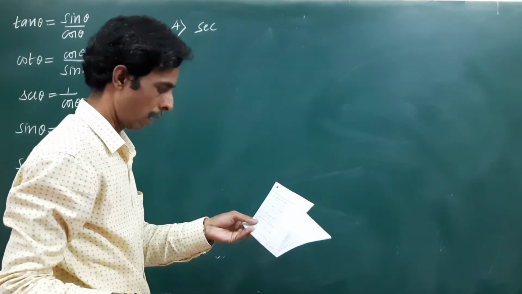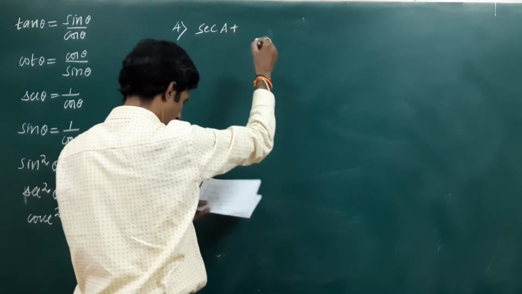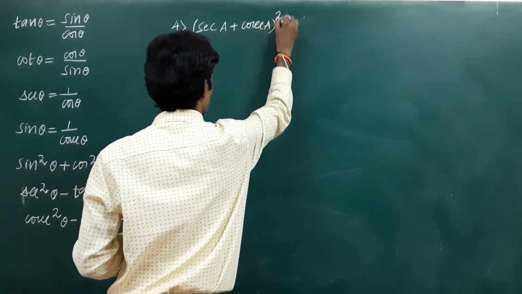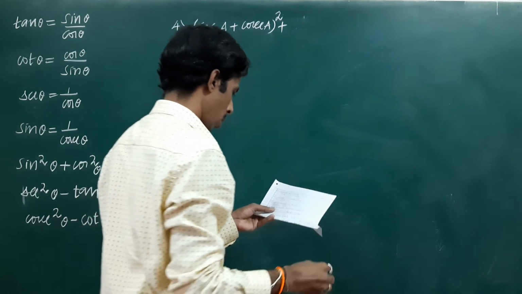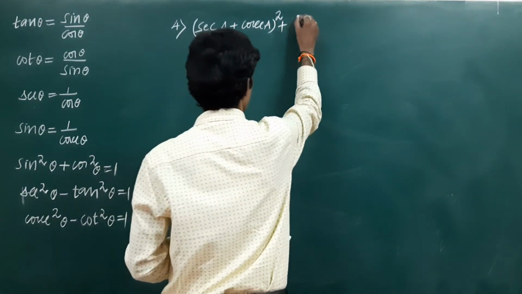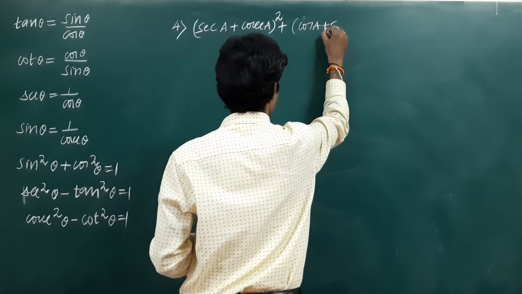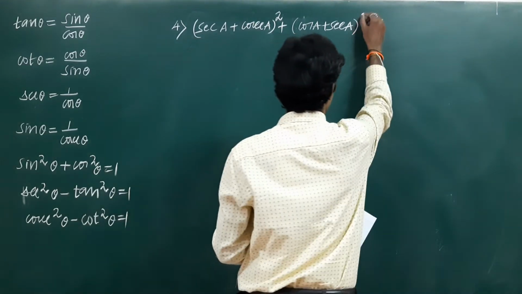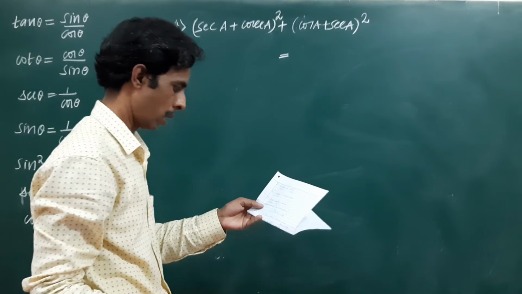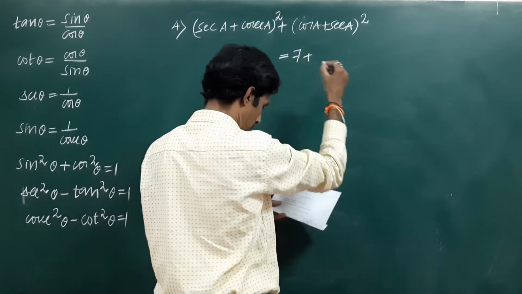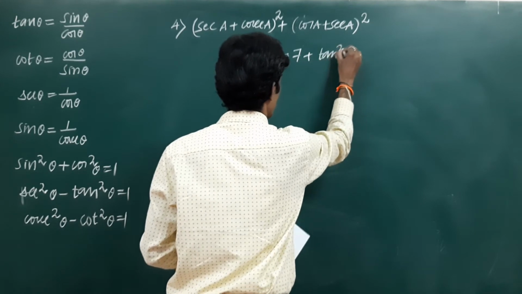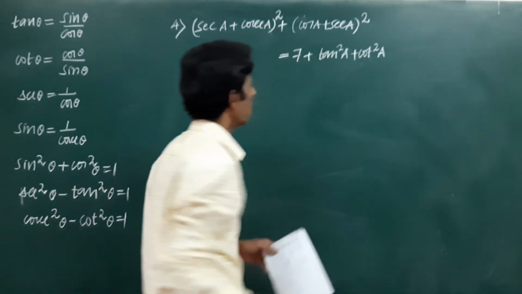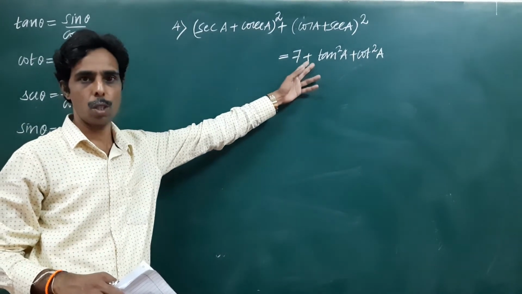To prove that, again, (sec A plus cosec A) whole square plus (cos A plus sec A) whole square is equal to, okay, next term, 7 plus tan square A plus cos square A. After simplifying this full term, you are supposed to get this much result.